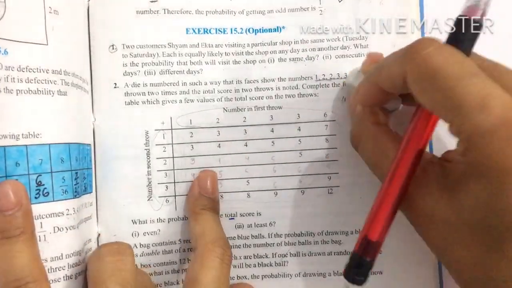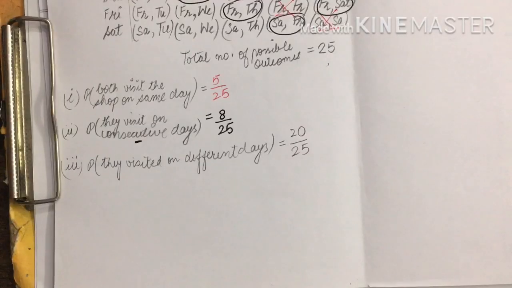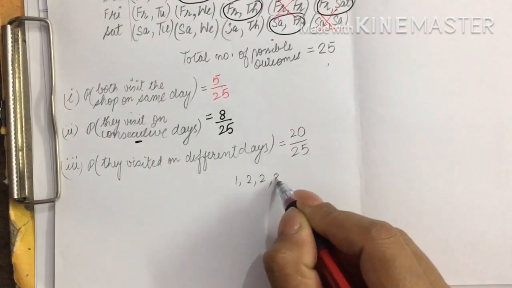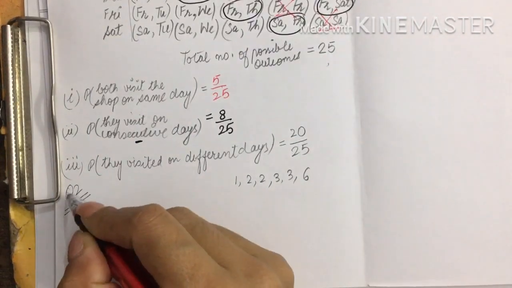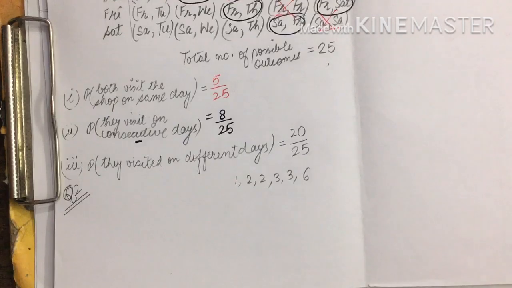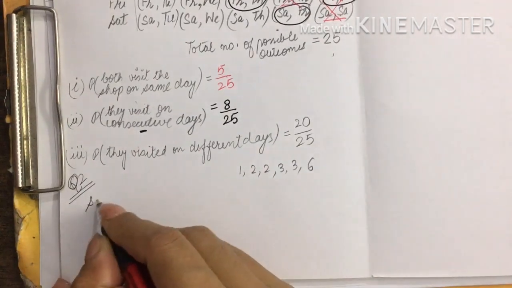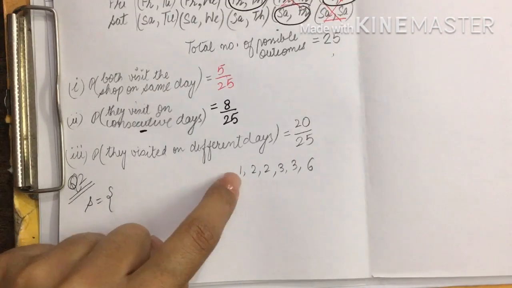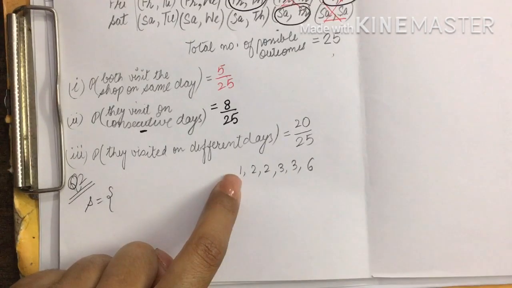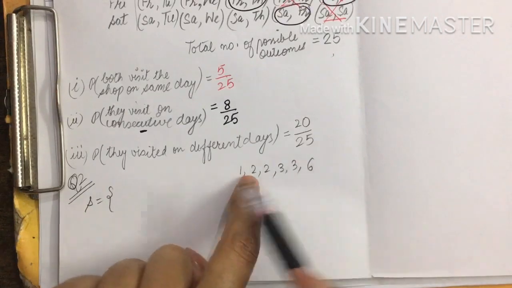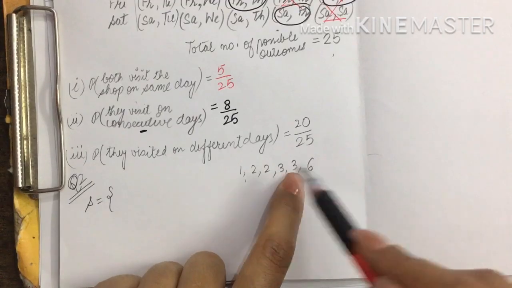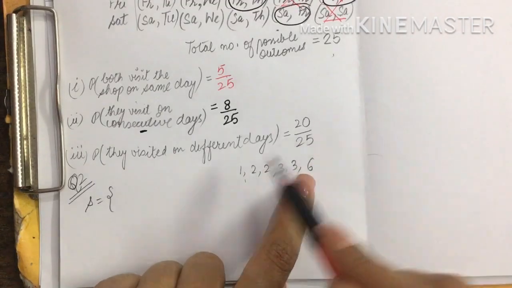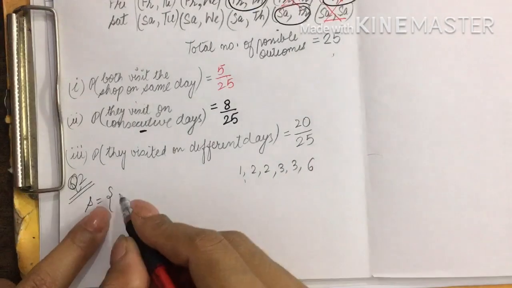If I had to just list the outcomes, in question number 2, where the die has numbers 1, 2, 2, 3, 3, 6, now I will be doing it without the table. Without making the table, I'll directly write down what the sample space would be. So the sample space will have every number combined with the 6 outcomes. So 1 combined with these 6, then 2 combined with these 6, this 2 combined with the 6, 3 with all 6, 3 with all of these, and this last value with all of these. So that's how you can write down the sample space directly.